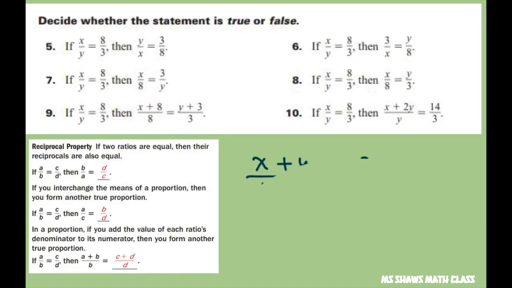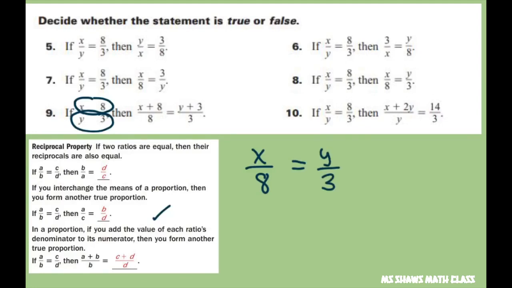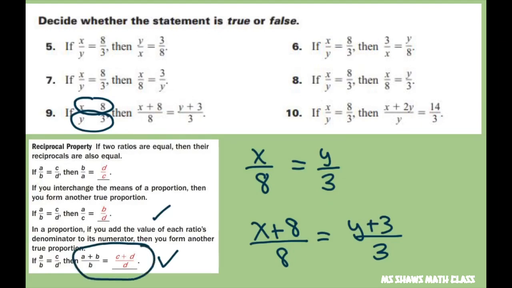Let's rewrite this a little bit and see if we can figure out what they're doing here. So let's rewrite this first of all as x over 8 equals, we're using this one, y divided by 3. Now we can do this proportion and write the denominator in the numerator. So this would be y plus 3 over 3. And I just did what they did here. So we had to use two of these properties. And so this would be true.